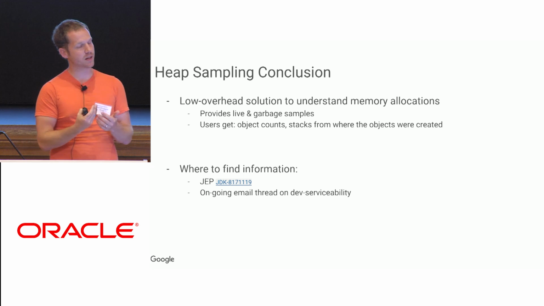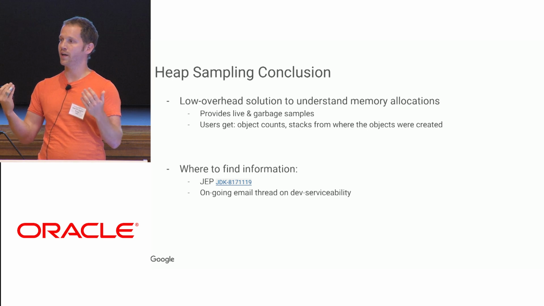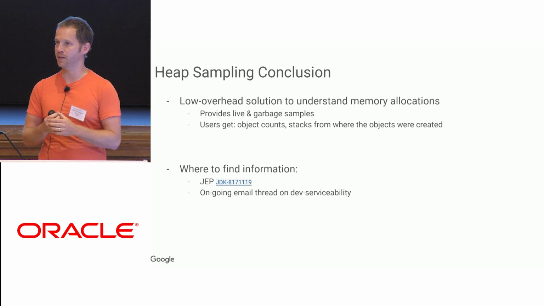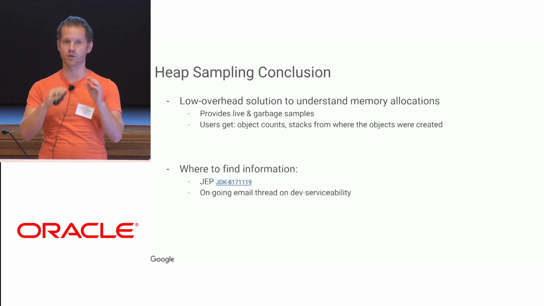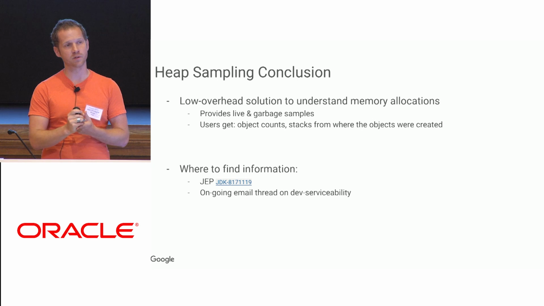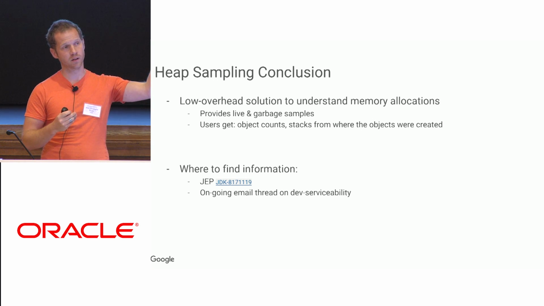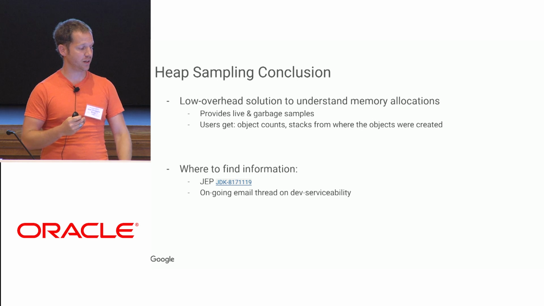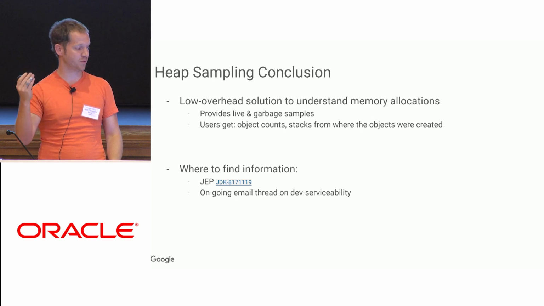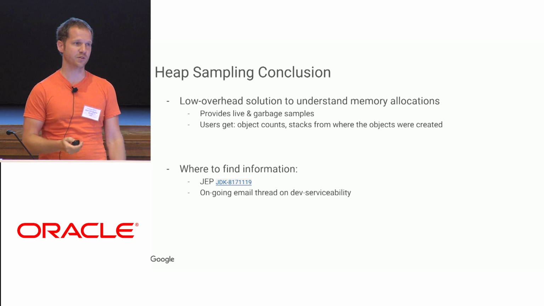A low overhead solution to understand memory allocations is really what this was about. We really want to provide a meaningful way of knowing what has been allocated and how much it's been allocated, and to provide that to users when they want to reduce their heap usage. Knowing the object counts and the stacks, and knowing exactly an accurate stack, have been the most important parts of this. Where to find information: like I said, you have a general presentation of it in a JEP here, and then there's an ongoing email thread on the serviceability-dev mailing list that you can find. It's a long conversation now, but jump in.